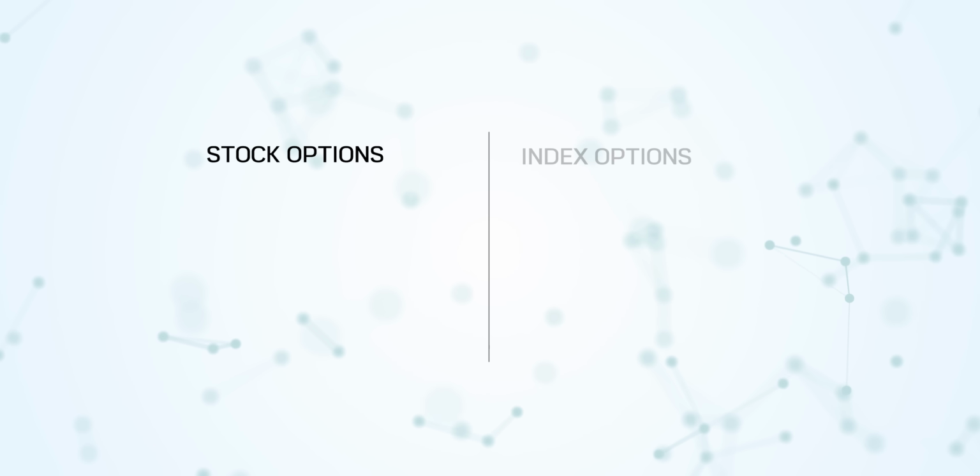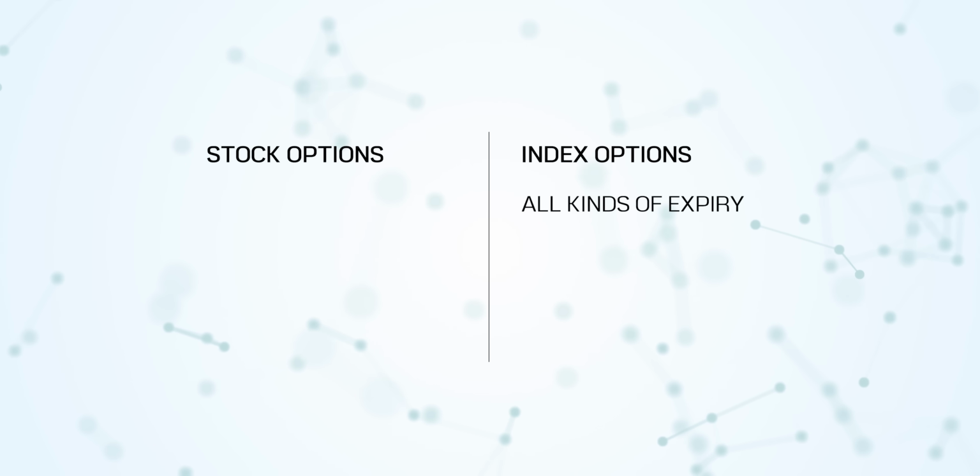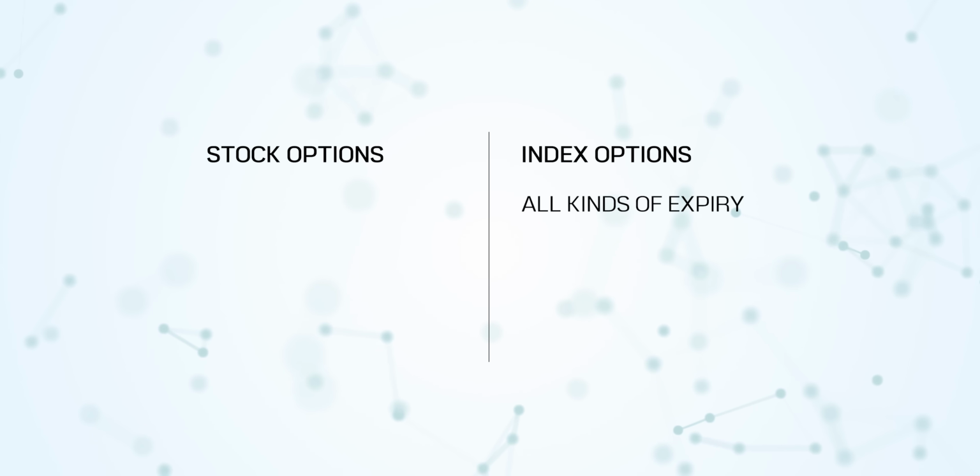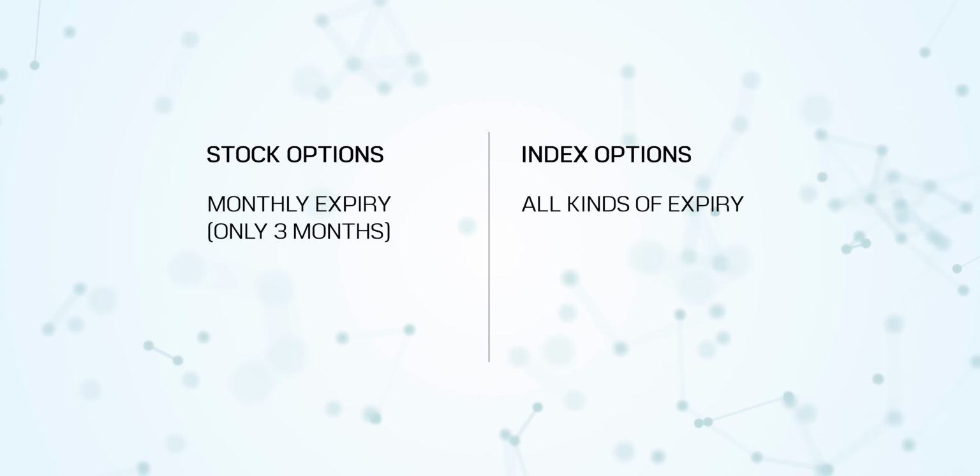Okay, so let me summarize. Today we have seen what the different expiries are: weekly expiries, monthly expiries, long-term expiries. And what the different expiries are for stocks and indices. For indices, you have all kinds of expiries, but for stocks, you have only monthly expiries, only for 3 months.